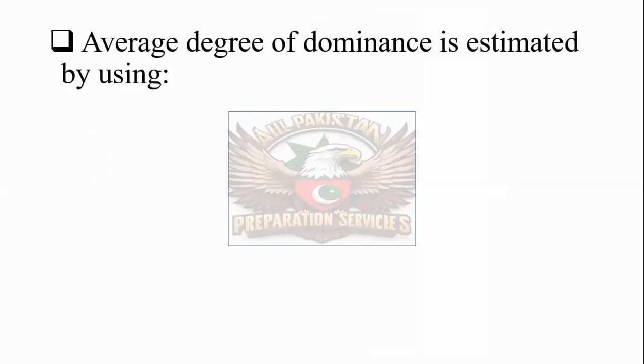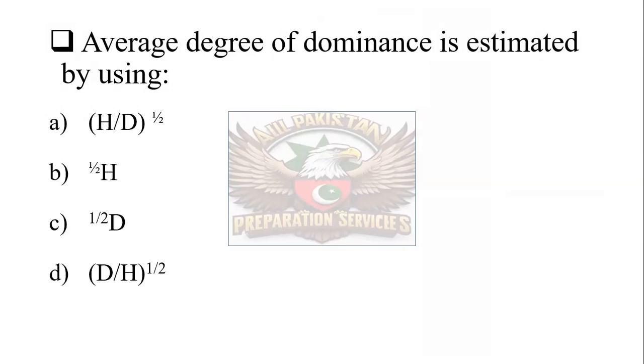Average degree of dominance is estimated by using H over D, 1 over 2, 1 over 2 H, 1 over 2 D, or D over H. The correct one is the square root of H over D.